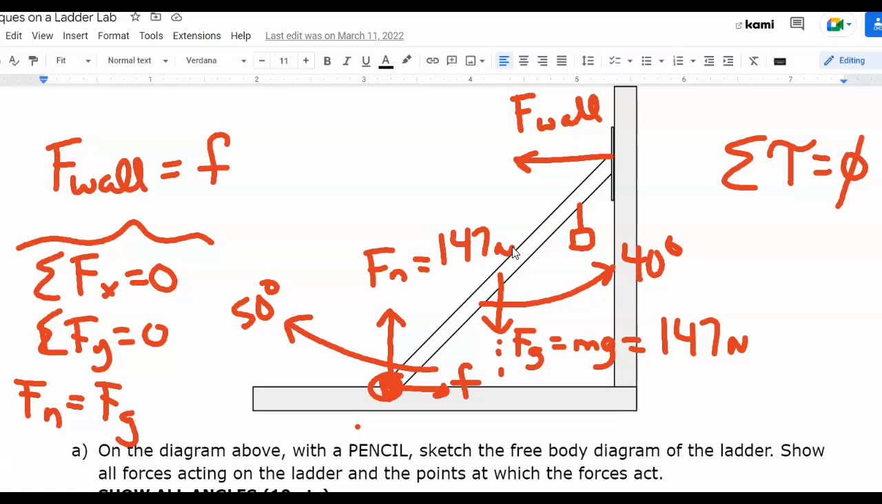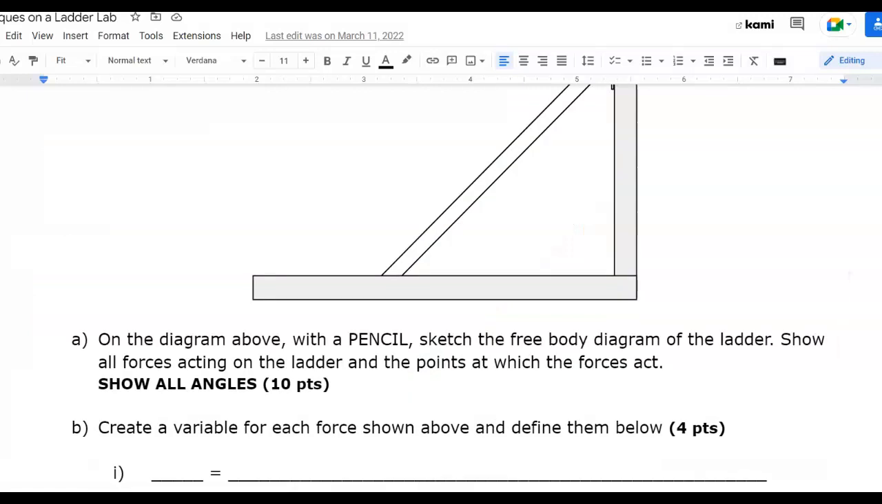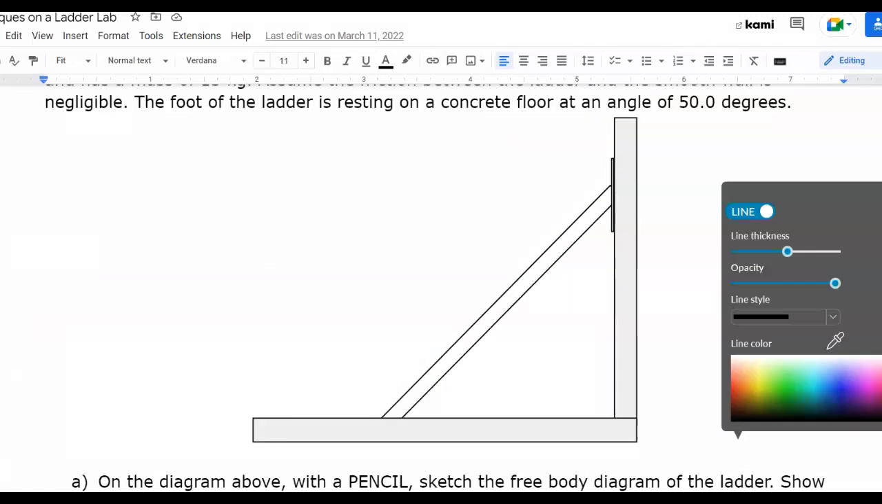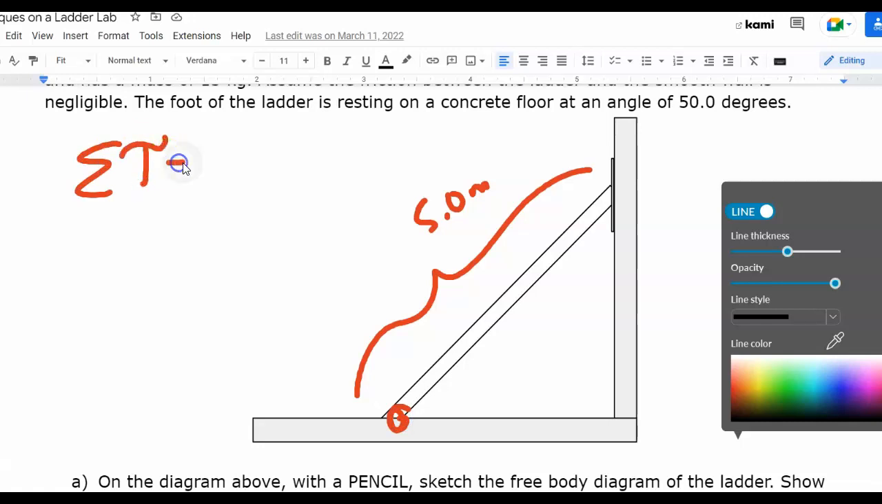I'm going to need to clean up a little bit because I have no more room to write. Let's do the sum of the torques. Did they say how long this ladder was? Of course they had to. 5.0 meters. This is our pivot. Sum of the torques equals 0.